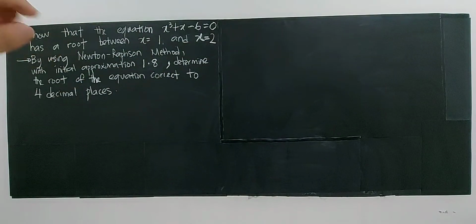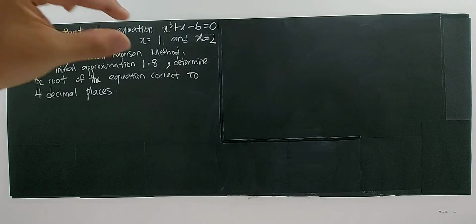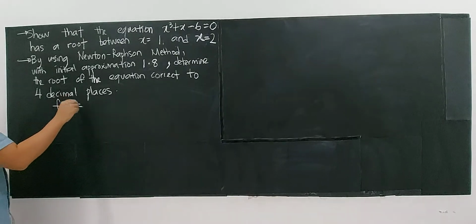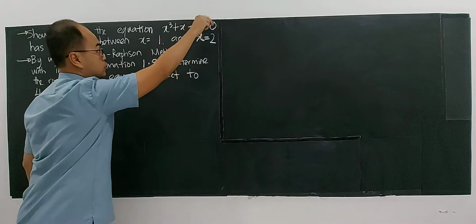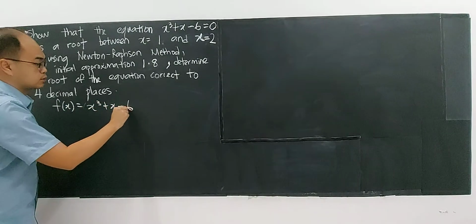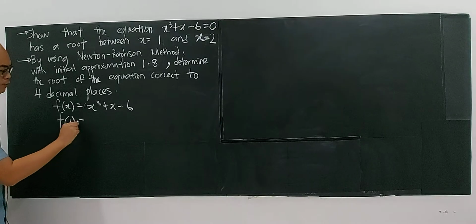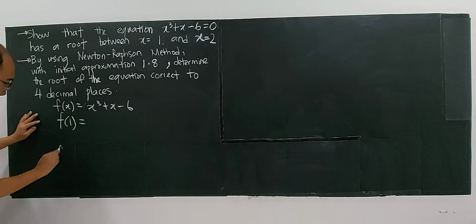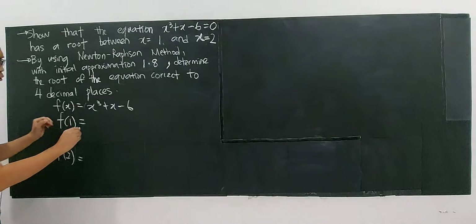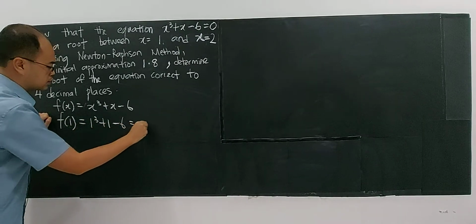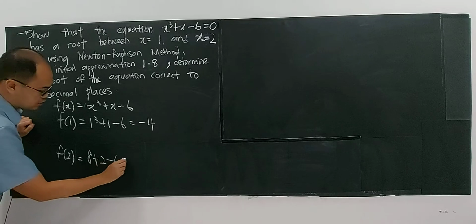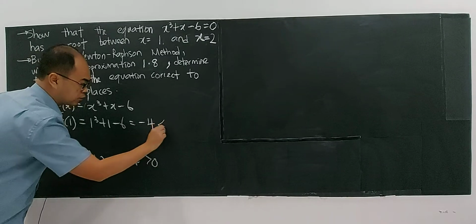Now, the first thing is how to show that the equation has a root between 1 and 2. Very simple. We just let f(x), because we are going to find f(x) equals 0. This whole thing is your f(x) equals 0. You want to find the value of x such that f(x) is 0, which is x cubed plus x minus 6. You are just showing the change of sign, for example f(1) and f(2). Substitute 1 into the equation: 1 cubed plus 1 minus 6, which is negative 4. Substitute 2 here: 8 plus 2 minus 6, so you get 4, which is a positive value, and the other one is a negative value.